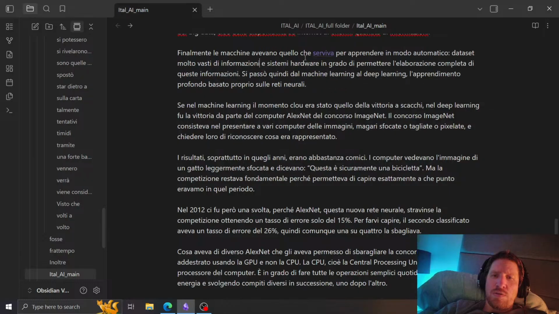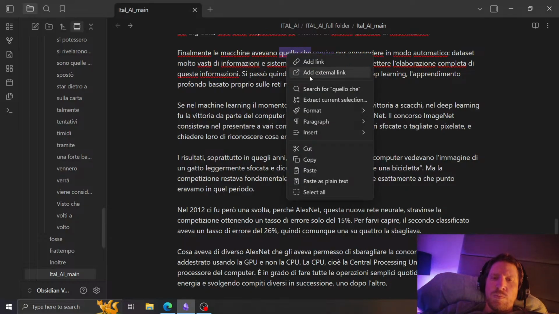Exactly. So serviva is the imperfect form of servire, and it means was needed or was required. So finally the machines had, which was serve to learn. I don't get that. A clearer way to put it is: finally the machines had what they needed to learn automatically. So serviva just means was needed. So they had what was necessary to do it.